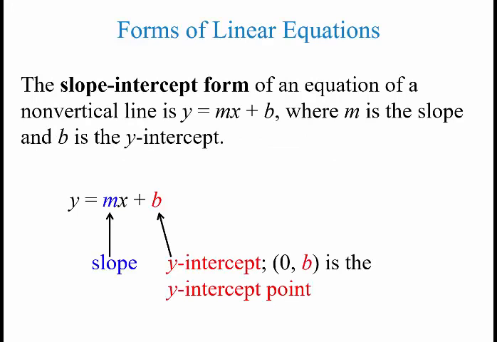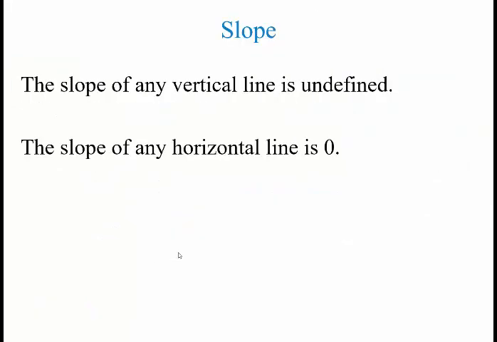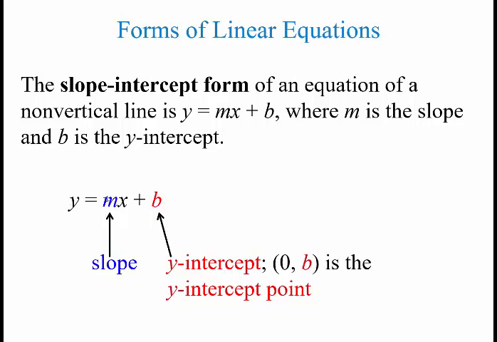All right, now we want to talk about linear equations. The slope-intercept form of an equation of a non-vertical line is y = mx + b, where m is the slope and b is the y-intercept. So b is where it crosses the y-axis. So the equation of any line, say this blue line A, I want to find an equation that describes this line. It's going to be in this form. The y value is equal to the slope of the line times the x value plus b, the y-intercept. The y-intercept is the point (0, b), where it crosses the y-axis.